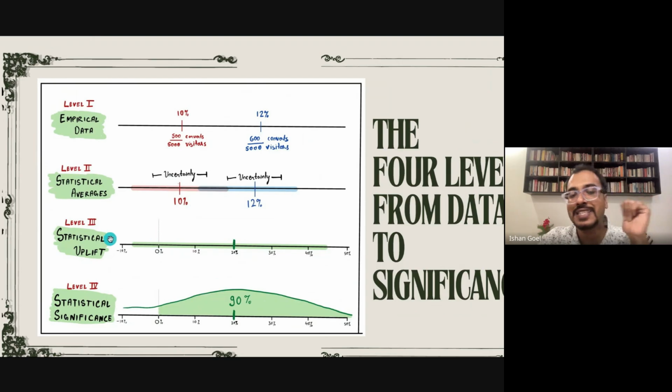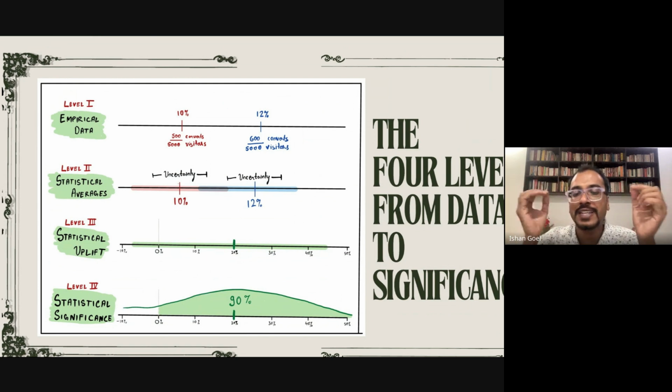The third level is statistical uplift, which is essentially a combination of these two random variables. So the conversion rate on control and the conversion rate on variation are two random variables. And what you do is you essentially subtract these two: the conversion rate of variation minus the conversion rate of control.